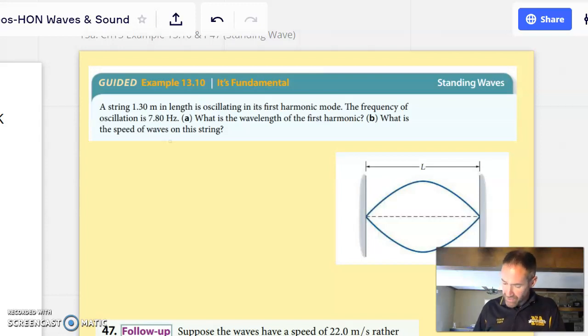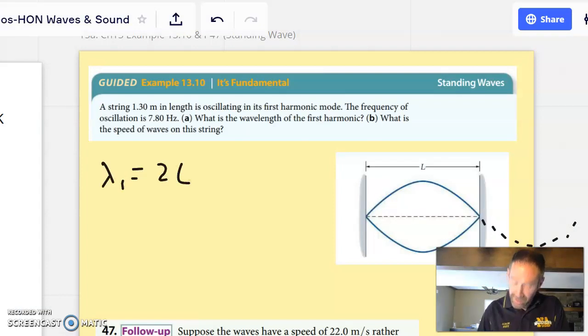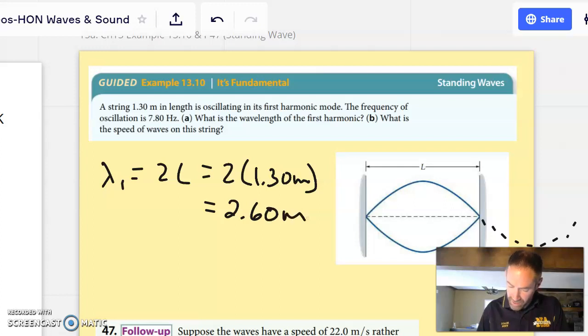Well, the wavelength that they're showing here is half a wavelength. If I want to show you the full wave, I'd have to have you use your imagination and go over there, something like that. Now, that means that the fundamental wavelength is 2 times the length of the string. And so we're going to go 2 times that 1.3 meters, and that's going to give us the 2.6 meter wavelength number 1. Now, what's the speed of the waves?